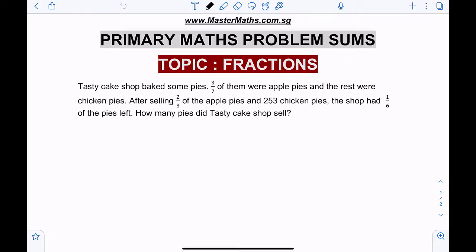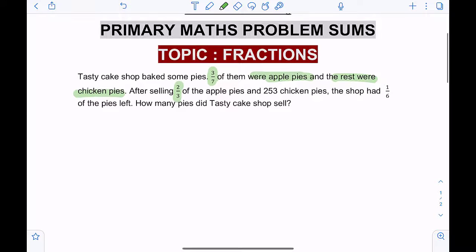Tasty Cake Shop baked some pies. 3/7 of them were apple pies and the rest were chicken pies. After selling 2/3 of the apple pies and 253 chicken pies, the shop had 1/6 of the pies left. How many pies did Tasty Cake Shop sell?